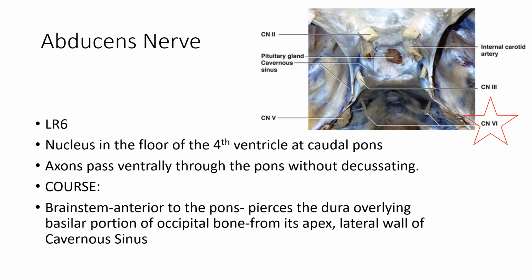Let's look now at abducens nerve, or LR6, lateral rectus, innervated by cranial nerve 6. Cranial nerve 6 is abducens. The nucleus lies in the floor of the fourth ventricle within the caudal pons, caudal being towards the tail, remember. Axons pass ventrally through the pons without decussating, so it's in the front area of the pons and it doesn't cross over. The course is the brainstem, anterior to the pons, pierces the dura overlying the basilar portion of the occipital bone, runs up to the petrous portion of the temporal bone from its apex, and then we see it in the lateral wall of the cavernous sinus.